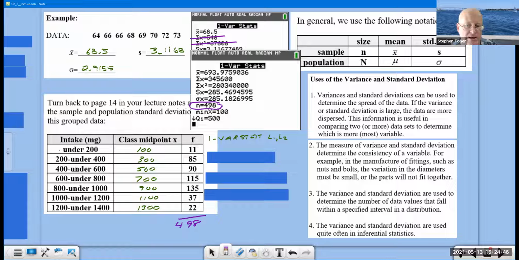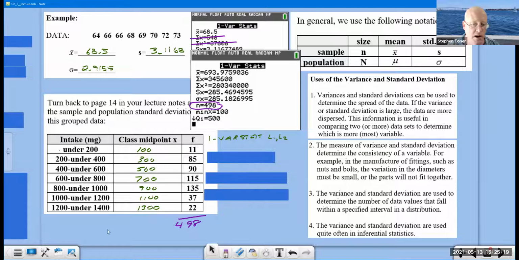Now I've got listed here one variable statistics L1, L2. Some of you who have an older calculator, when you go to hit one variable statistics, you don't get that nice menu screen like I have. You just have a blinking cursor that says 1-Var Stats. Well, in that case, you're just going to type in L1 and then find your comma key, which is above the number 7, and then L2. And then you will get to this output screen that I'm showing you right here.